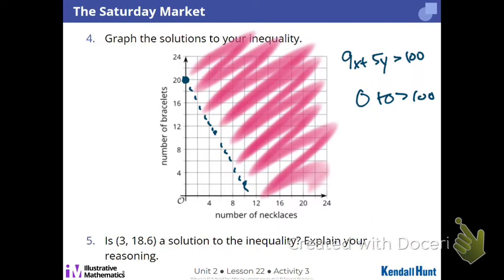Next, is 318.6 an answer? Well, kinda, it's right here. No, it's not. Isn't it in the shaded region? Yeah, but you can't have 18.6. Oh, that's a good point. Context matters. We can't have 18.6 bracelets.